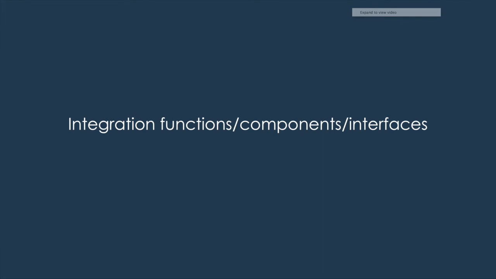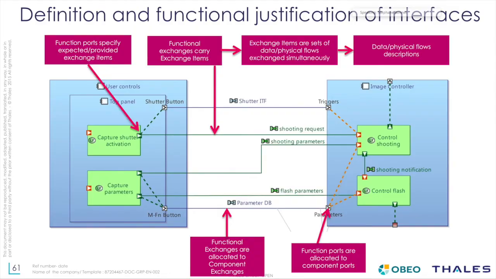The next difference is the integration between functions, components, and interfaces. I said that the Arcadia method is essentially about working on architectural design, and that means identifying the subsystems, identifying their interfaces, specifying the functional expectations for each of these subsystems, and so on. So we have a really strong focus on the consistency at all levels, meaning at the functional level and structural level. I already said functions have dependencies or functional exchanges. Functions have ports. Ports specify the expected or provided exchange items. Exchange items are sets of data or physical flows that are exchanged simultaneously, and functional exchanges carry exchange items that are compatible with the source port and the target port.